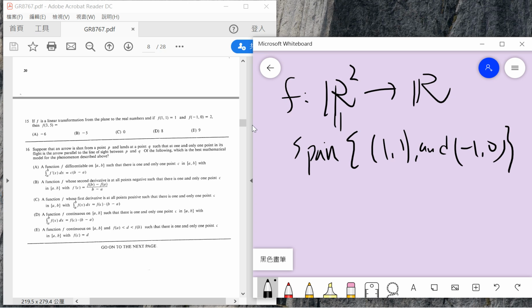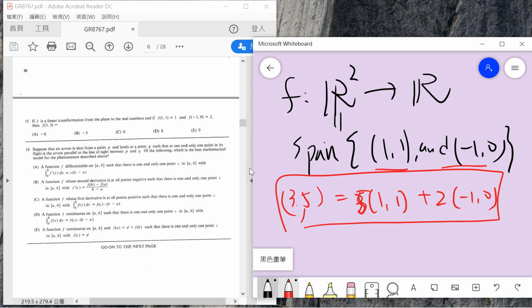So basically, we first write (3, 5) as a linear combination of these two, and you can easily check that this is 5 times (1, 1) plus 2 times (-1, 0). You can see that the x component for both sides is 3, and the y component for both sides is 5.